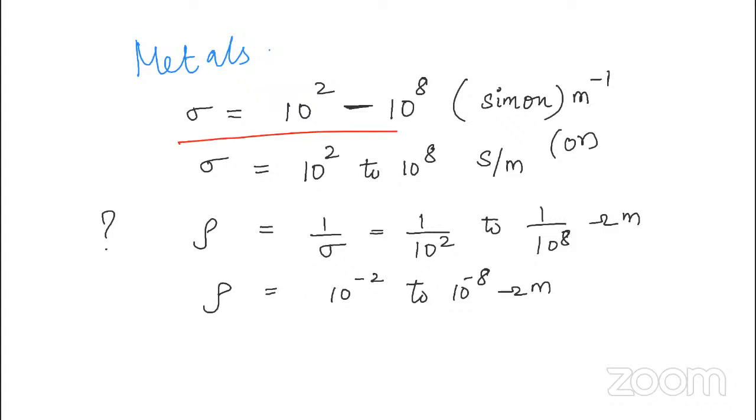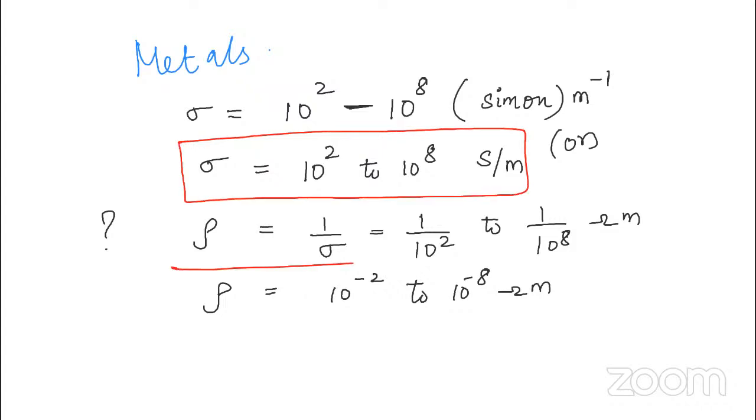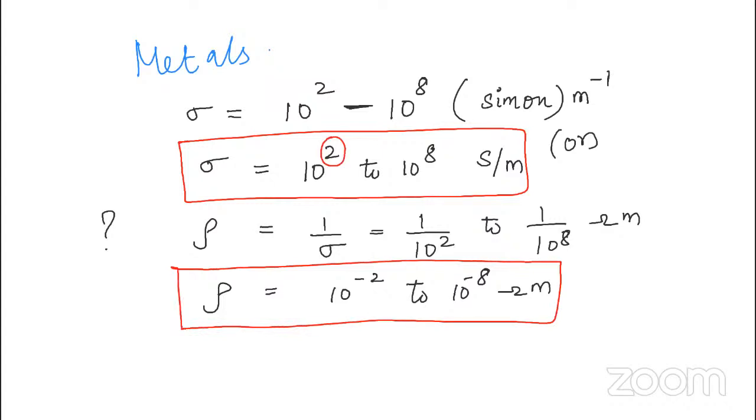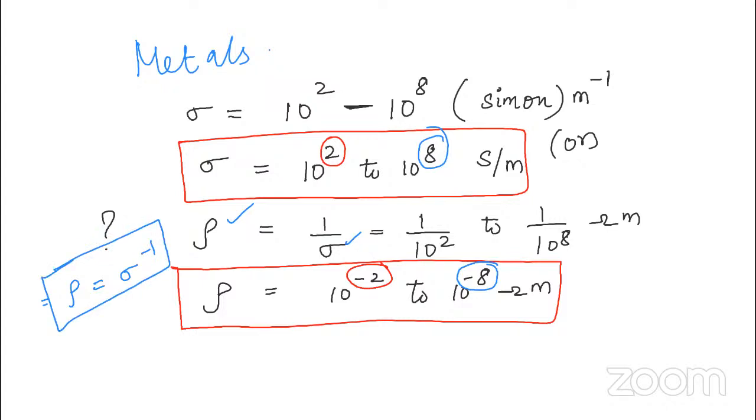We need to remember these two parts. Look, when this is a positive power, here it is a negative power, and when this is a positive power, here it is a negative power. Rho and sigma are inversely proportional. So how can we write this rho? We can write rho is equal to sigma inverse. So it is clear.